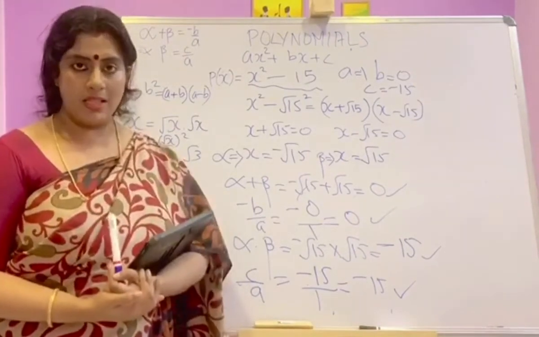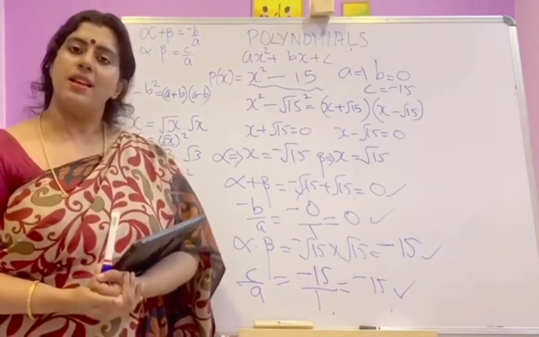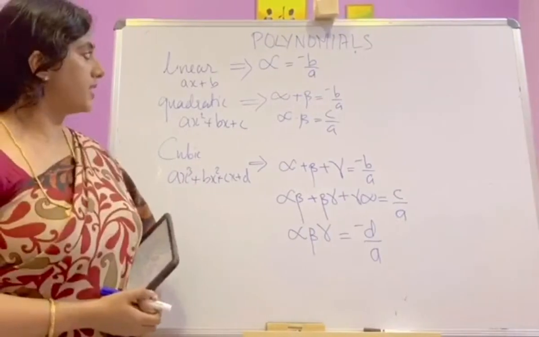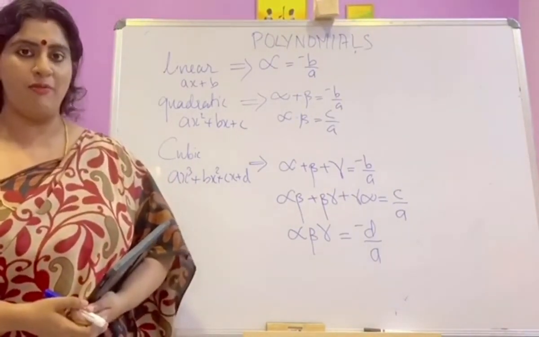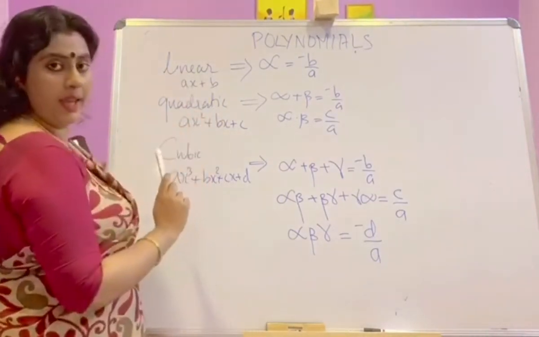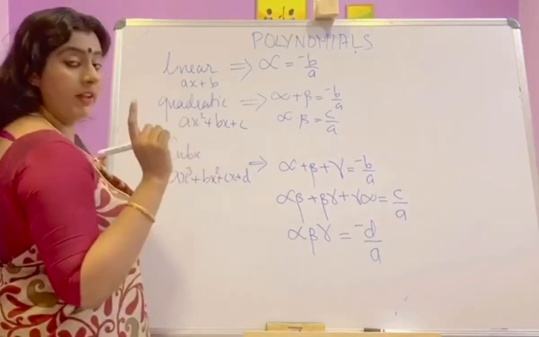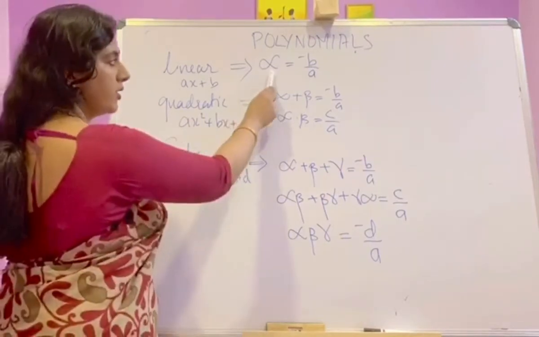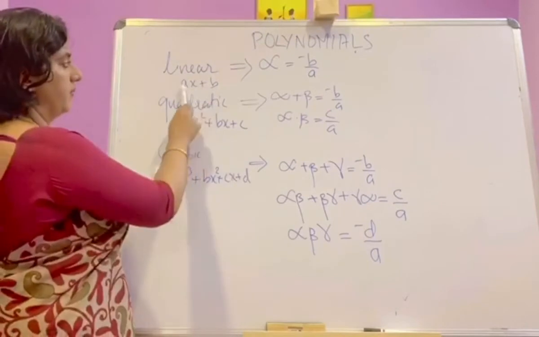So, alpha plus beta is equal to minus b by a and alpha into beta is equal to c by a in quadratic polynomials. Now, these are the relationships between zeros and coefficients of polynomials. Let us check. Considering a linear polynomial, the general form is ax plus b. In that we will have only one zero, maximum one zero. That zero is alpha and it is negative b by a.